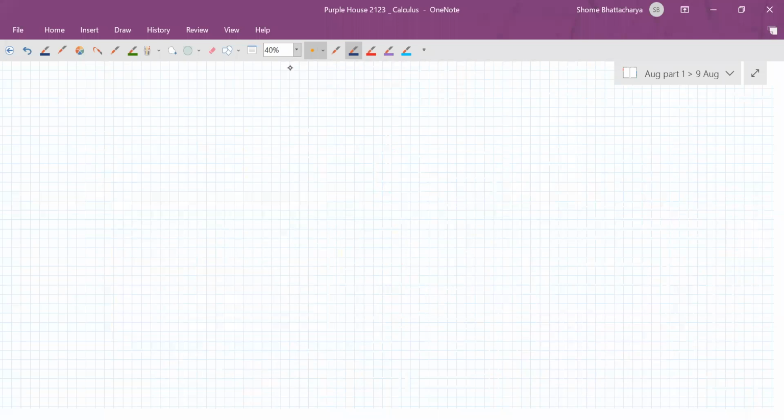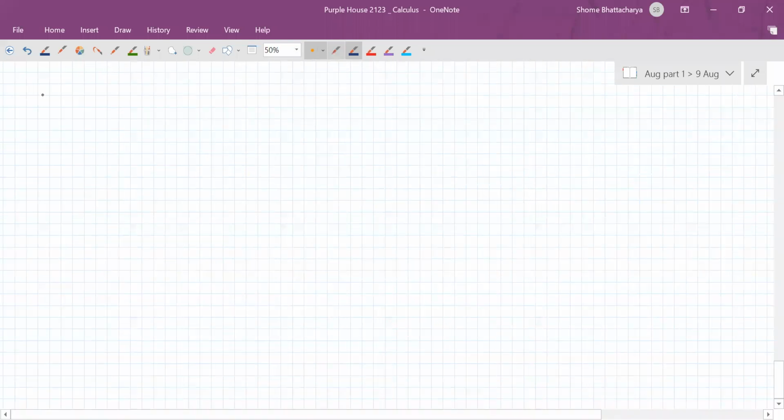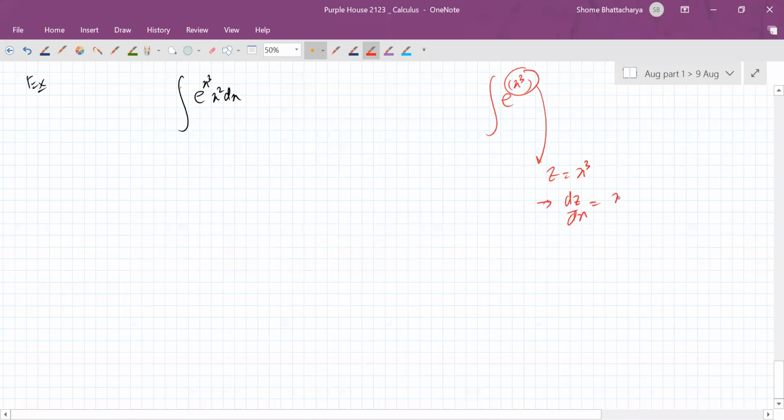Now, it need not always be that what we are looking for is in the denominator. It can be in some other combination also. For example, we could have e raised power x cube into x squared dx. Now notice this term x cube. If we take z as x cube, then dz by dx is 3x square. Now the x square term is there, so we can do that substitution here.